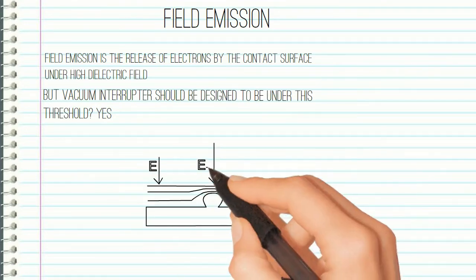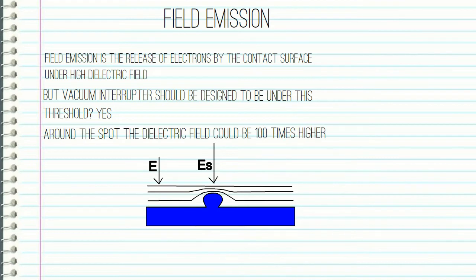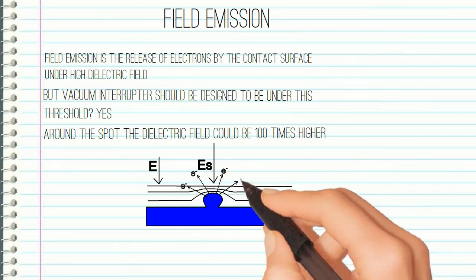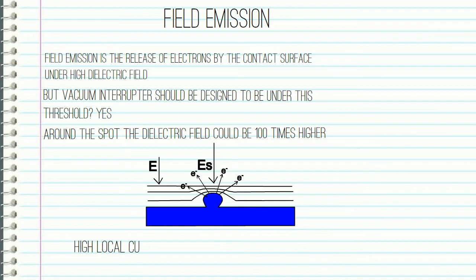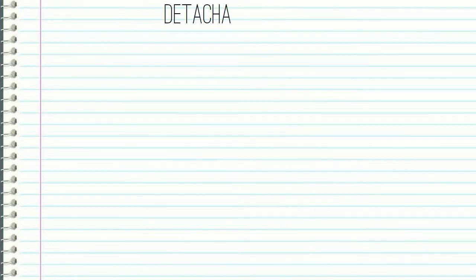Yes, but on the contact at microscopic level there are some spots. Around the spot the dielectric field could be 100 times higher and liberate a lot of electrons, which will cause breakdown. High local current will tend to melt these spots, which will restore the dielectric performance.